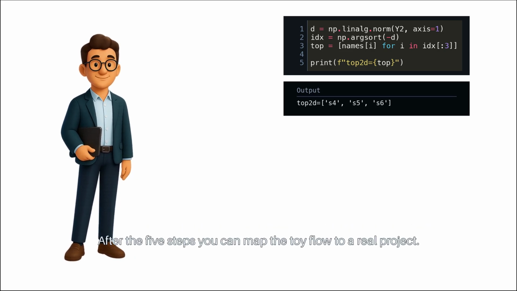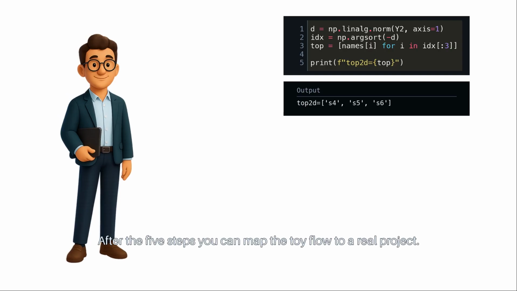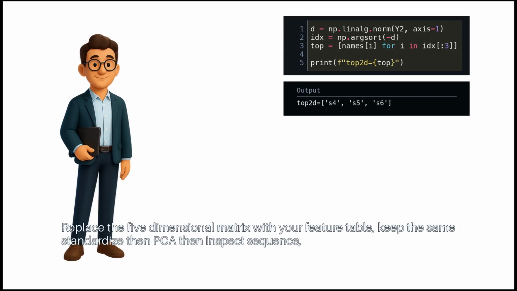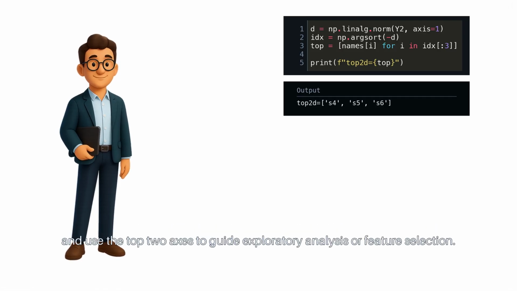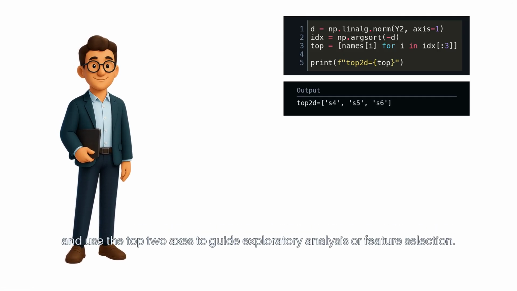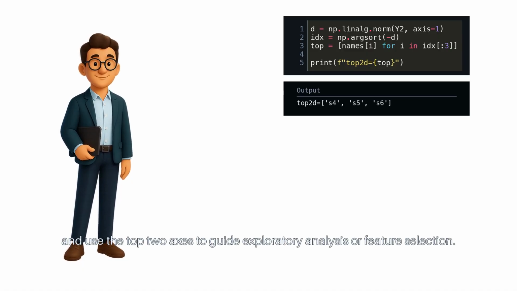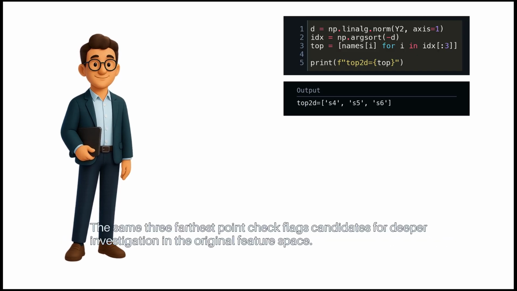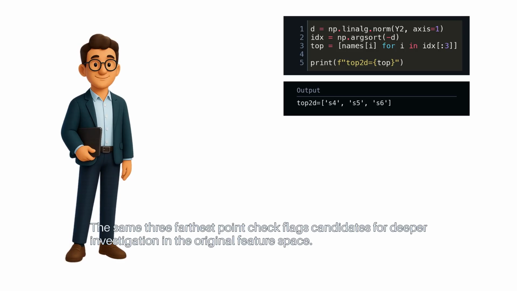After the 5 steps, you can map the toy flow to a real project. Replace the 5-dimensional matrix with your feature table. Keep the same standardize, then PCA, then inspect sequence. And use the top 2 axes to guide exploratory analysis or feature selection. The same 3 farthest point check flags candidates for deeper investigation in the original feature space.